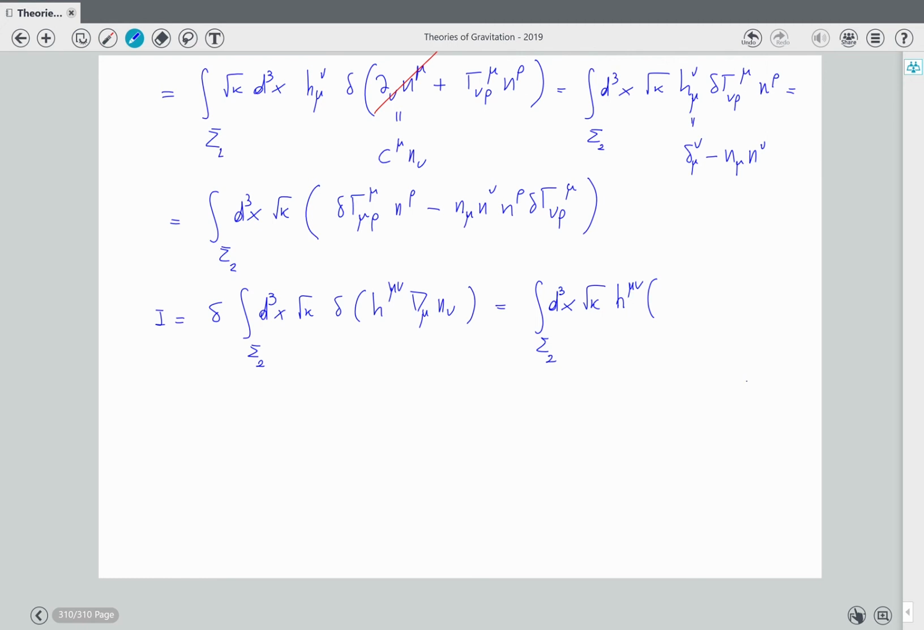and then we have the variation. Let's make this explicit. Partial mu n nu minus now gamma mu nu rho n rho. Again, I shouldn't have written this equal to that. I should have written the delta of this is equal to that.